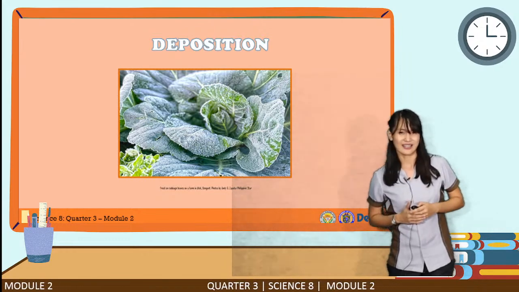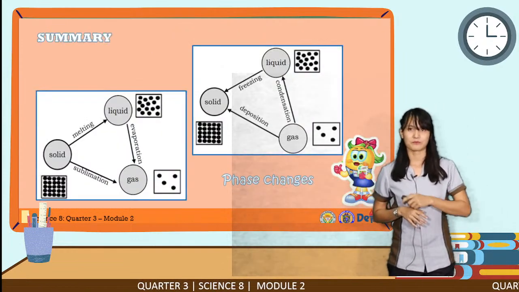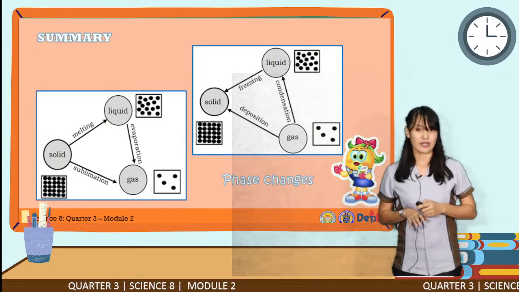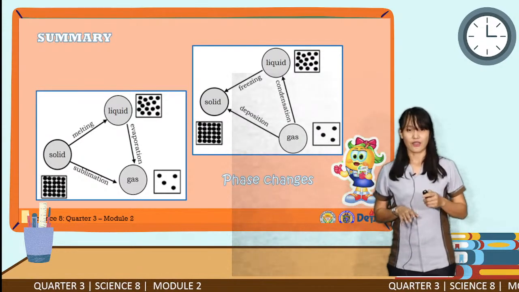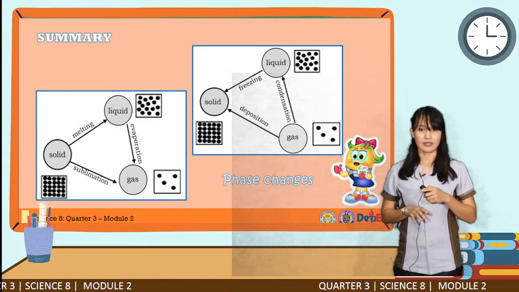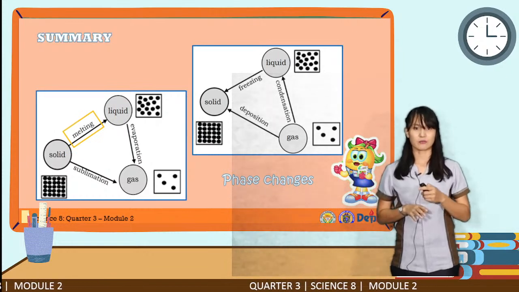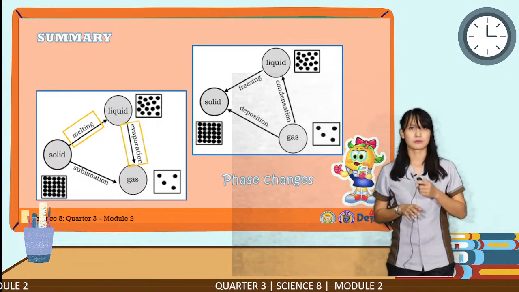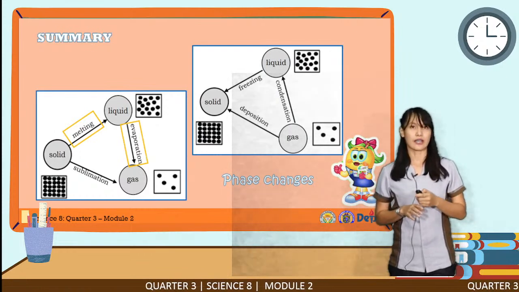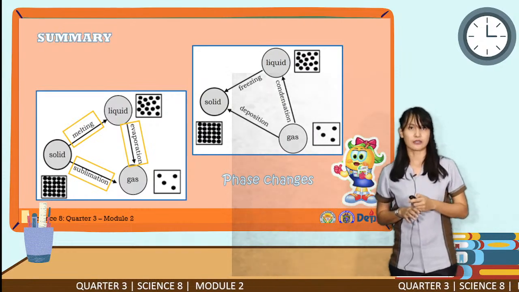All right, now let's wrap things up. Matter undergoes changes in physical state known as phase changes. There are 6 phase changes between solid, liquid, and gas. Melting is a change in state from solid to liquid. Evaporation, change of state from liquid to gas. Sublimation, change of state from solid to gas.